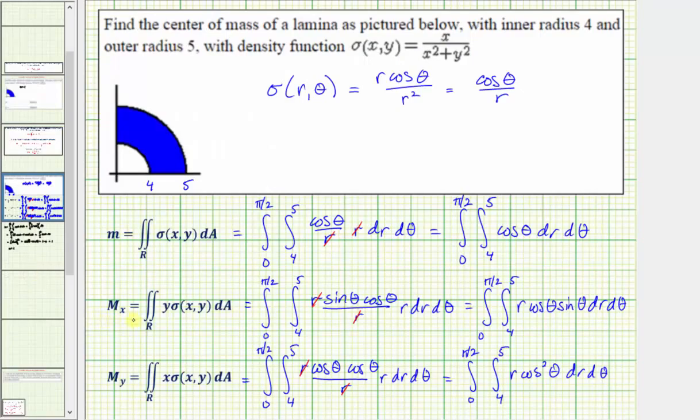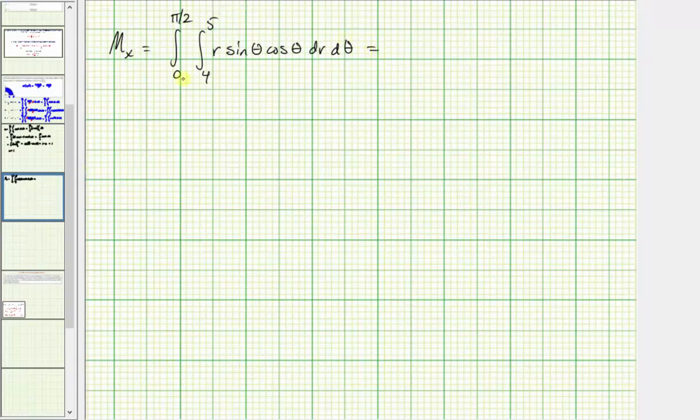And now let's find the moment about the x-axis by evaluating this double integral. So we first integrate with respect to r. So we'd have r squared divided by 2 times sine theta cosine theta, or 1/2 r squared sine theta cosine theta.